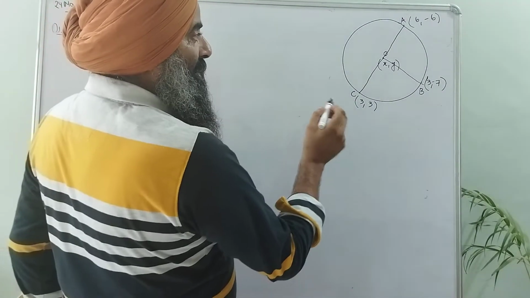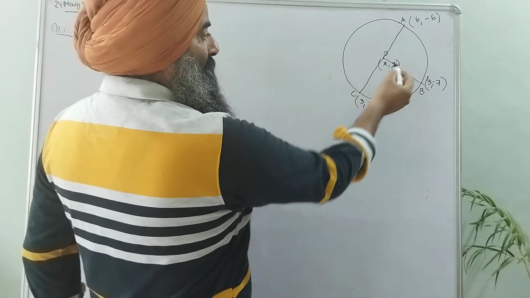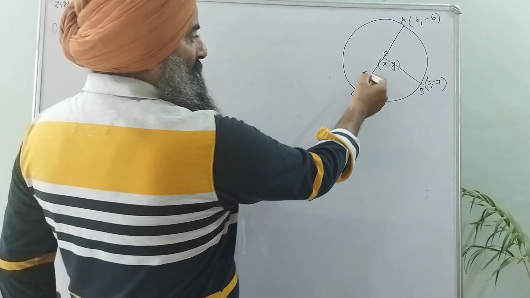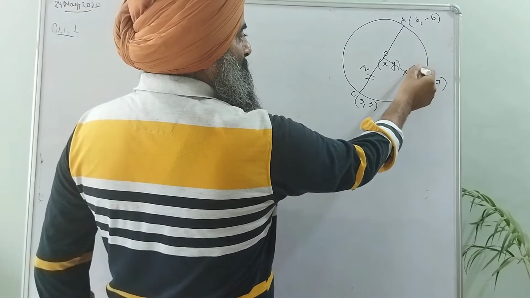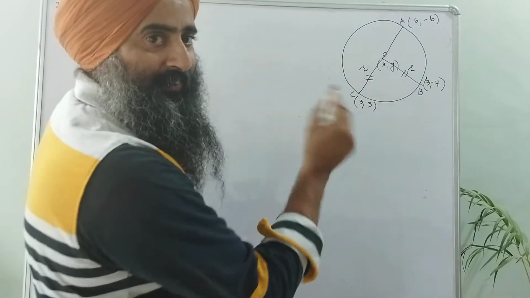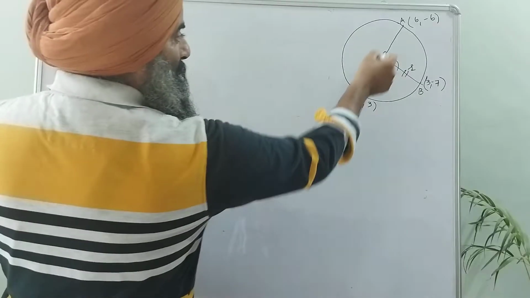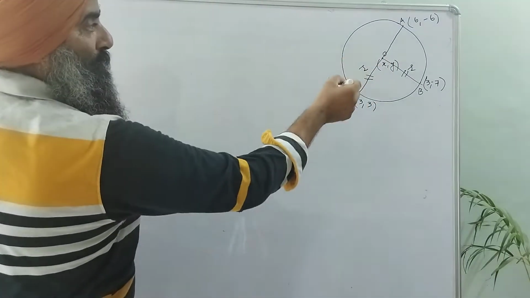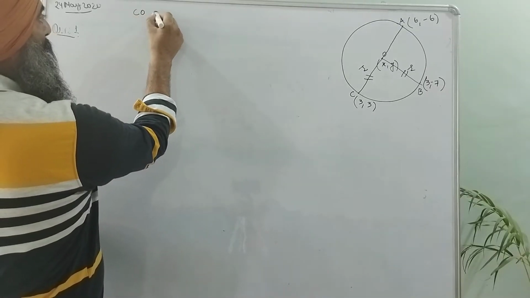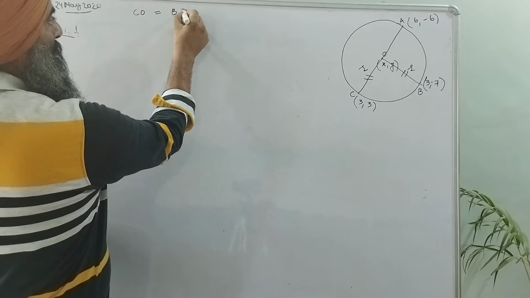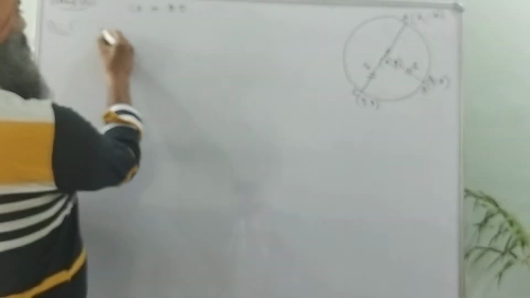Right? Now we can assume the coordinates of the center are x, y. So what will be the CO distance? CO distance is the radius, BO distance is also the radius, and both are equal. Right? So we will equate them. According to the distance formula, CO is equal to BO.